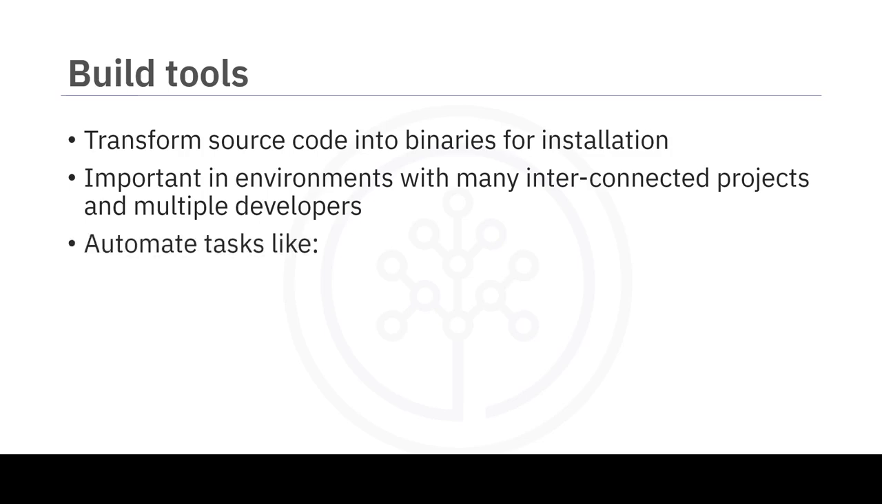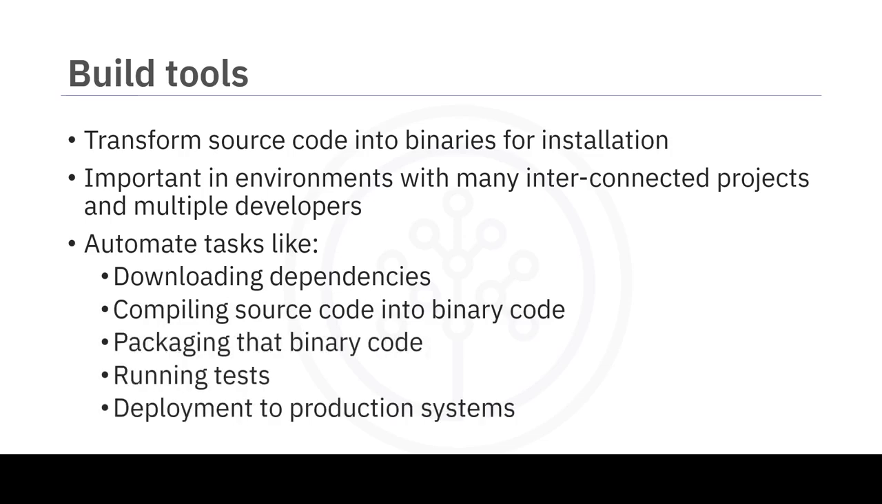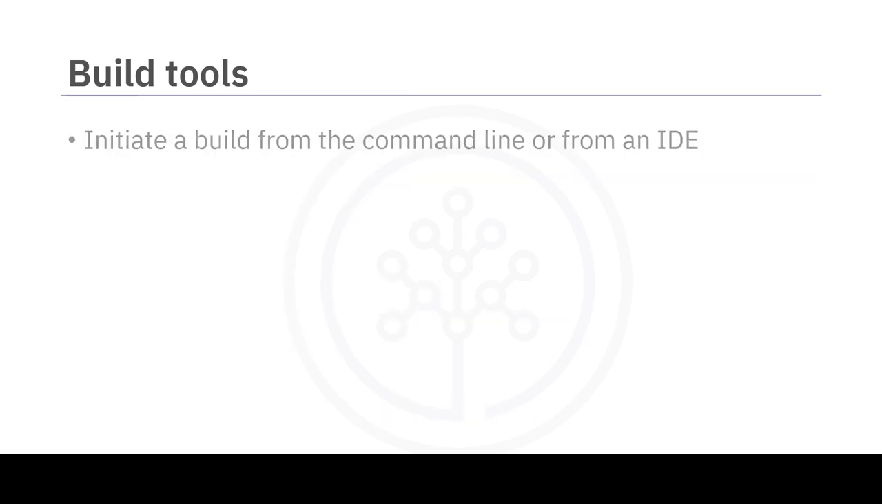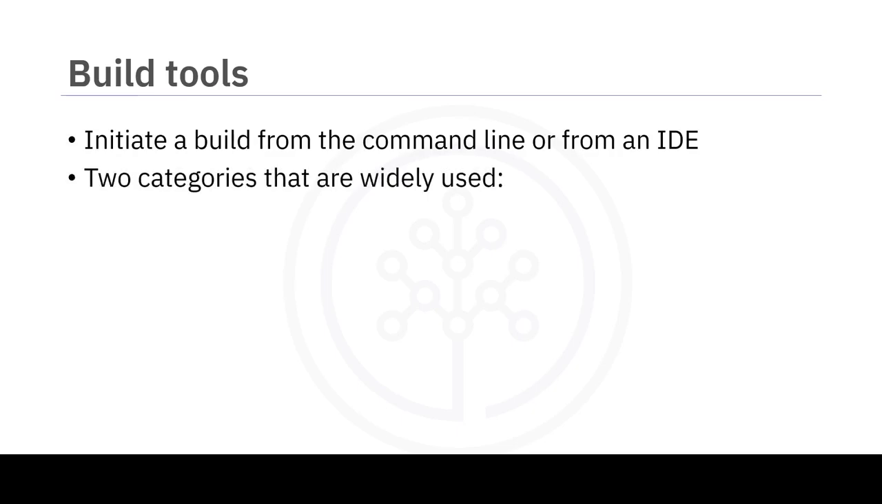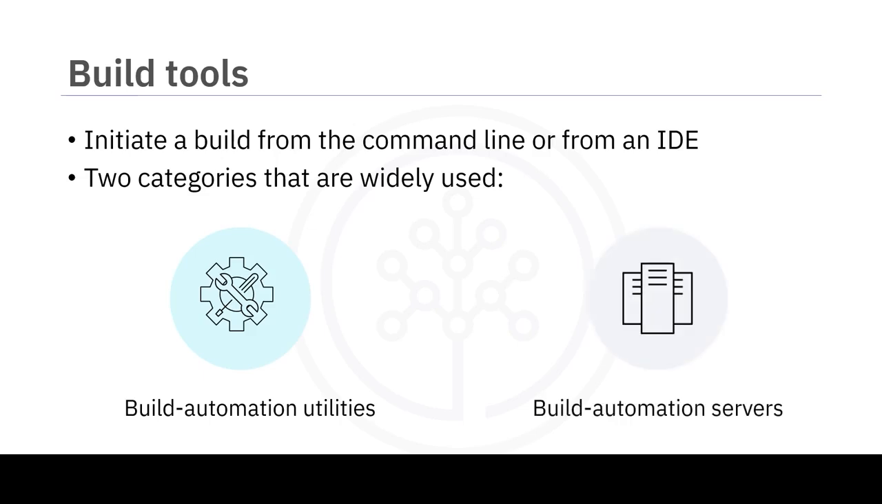Build automation can automate a wide variety of tasks that developers do in their day-to-day activities, like downloading dependencies, compiling source code into binary code, packaging that binary code, running tests, and deployment to production systems. You can initiate a build from the command line or from an IDE. There are two categories of build tools widely in use. Build automation utilities, which generate build artifacts like executables by compiling and linking source code. Build automation servers, which execute build automation utilities on a scheduled or triggered basis.